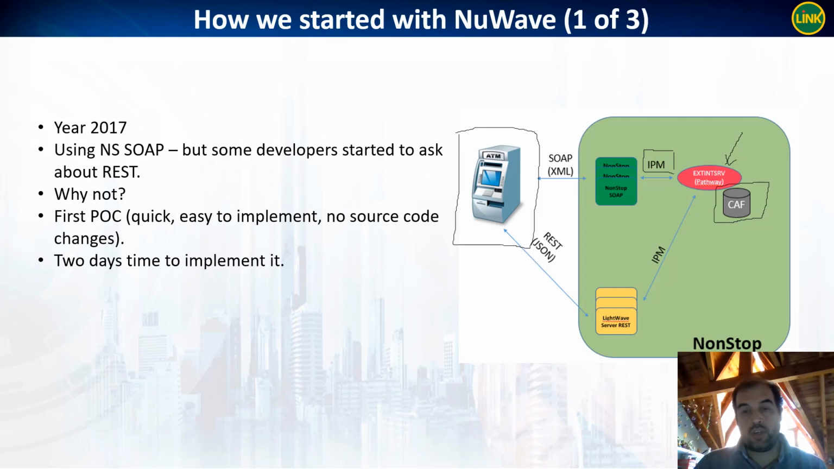But we started to have some questions and requests from the developers. They said, why don't we start to use REST instead of SOAP? So we started to use LightWave Server, which we called NuWave. We installed the product in 2 days' time. It was a straightforward implementation. We didn't have to change any source code. We maintained exactly the same interprocess message here as here. So the implementation was very easy. With that, we learned how to integrate an existing implementation using REST.